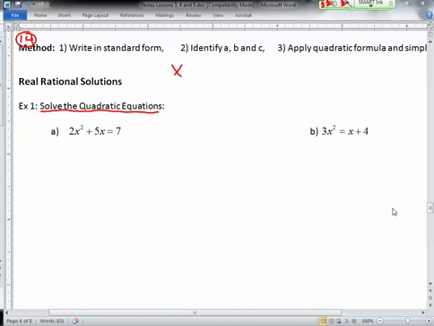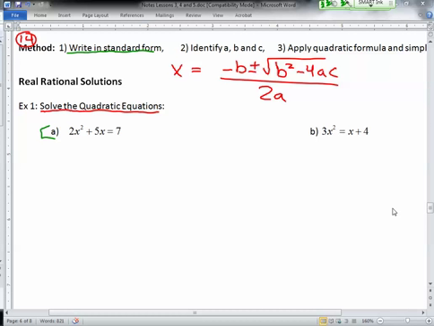The x-coordinate that's a solution of our equation is equal to negative b plus or minus the square root of b squared minus 4ac, and all of that is being divided by 2 times the a value. Okay? So here I have my 3 steps for using that formula to solve an equation like this. My first step is to write the equation in standard form. Then I'm going to identify a, b, and c, and then I'm going to apply that quadratic formula and simplify.